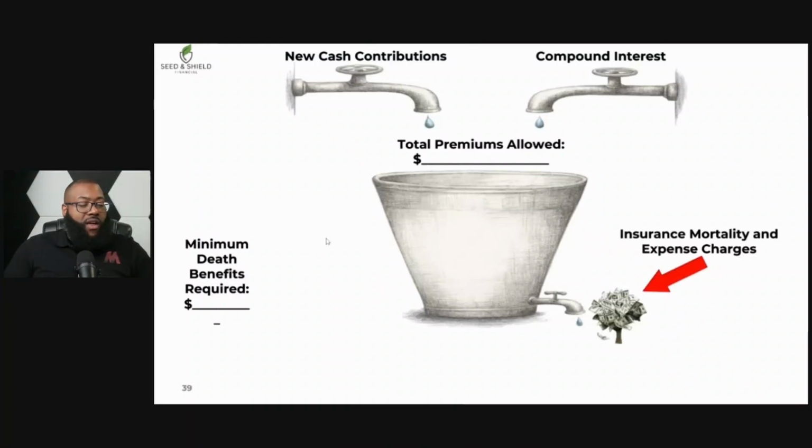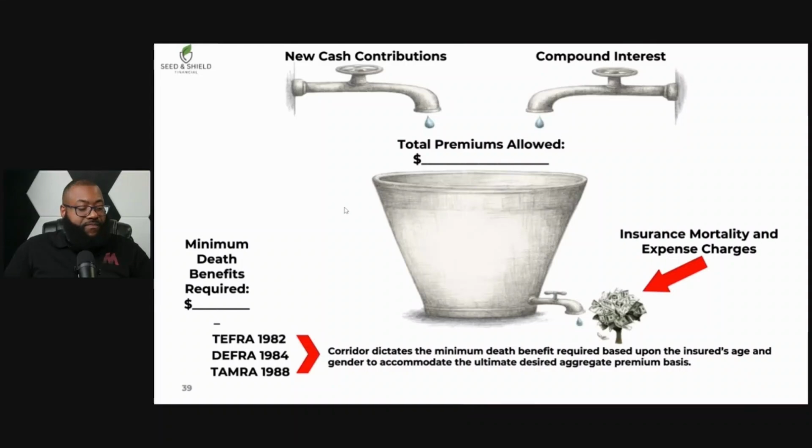We figure out that bucket, and the cash is coming in, your interest is coming in, and the bucket fills up, right? And this is all corresponding and making sure that we're satisfying the TEFRA, DEFRA, and TAMRA tax laws so we don't violate the insurance policy, because if you violate the insurance policy and you overfund it, it will then turn into an investment and it will be taxable. So we have to make sure we do it in the right way, in the right structure.